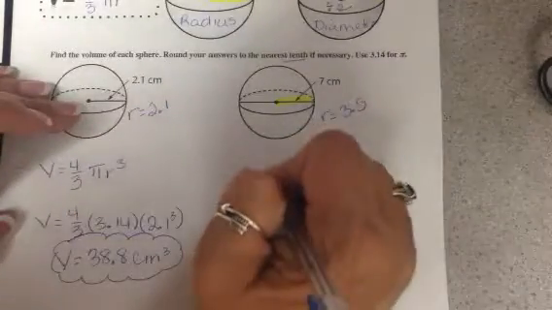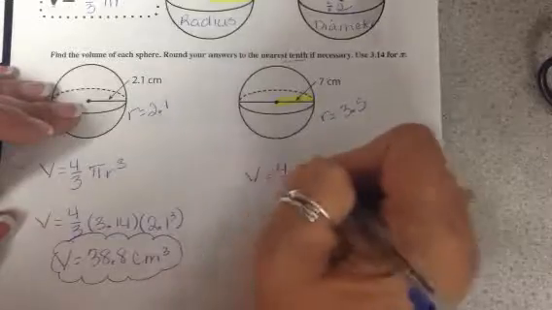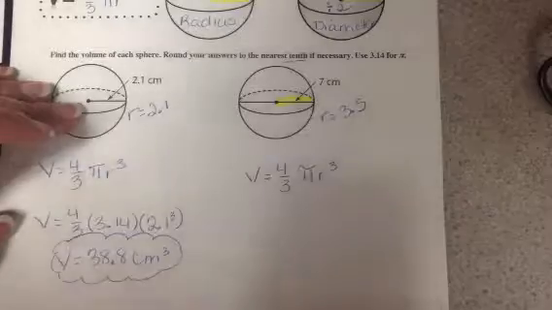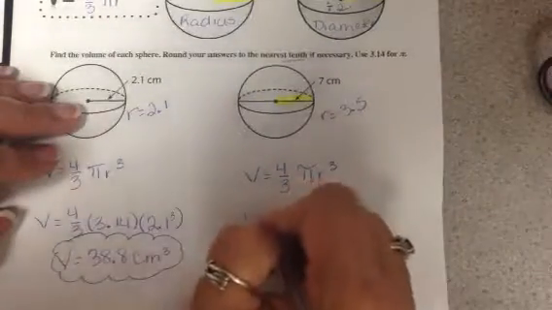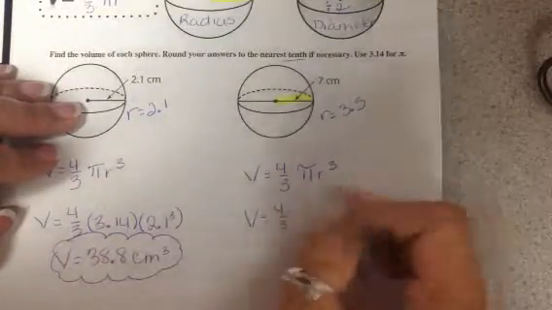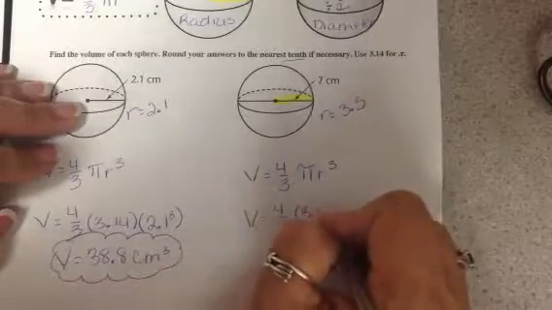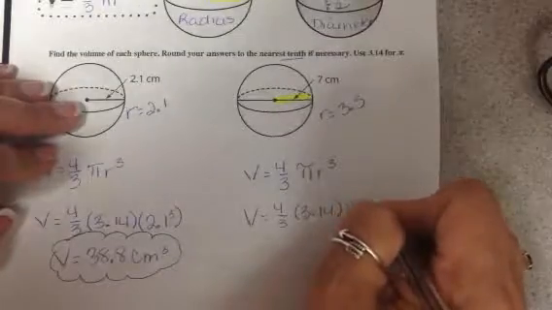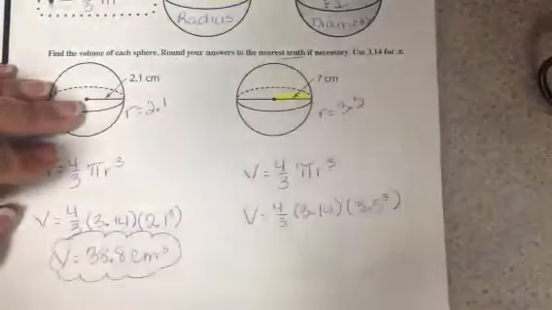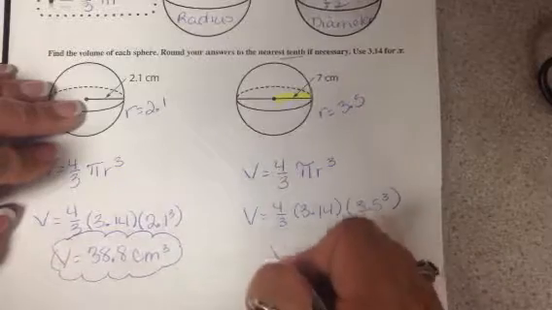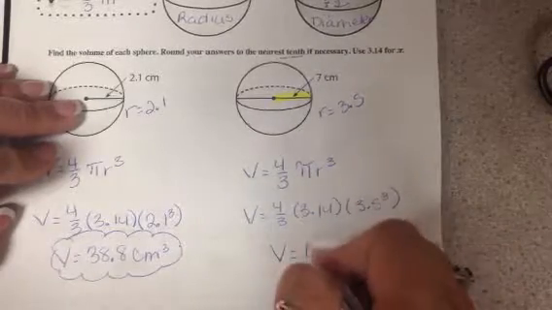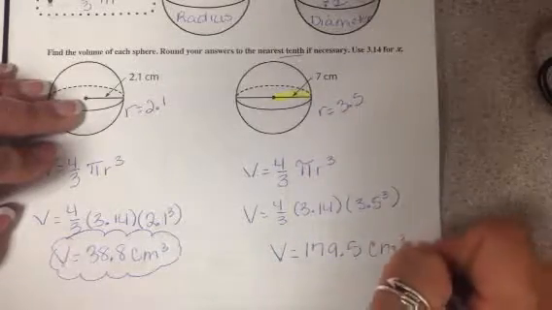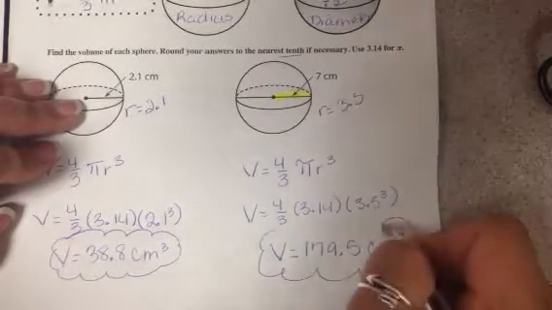Again, I'm writing my formula. V equals 4/3 pi r cubed. And then I'm just filling in. V equals 4/3 times 3.14 times, my r is 3.5 cubed. If I put all that in my calculator just like it looks, I come out to 179.5 centimeters cubed. And that would be my answer.